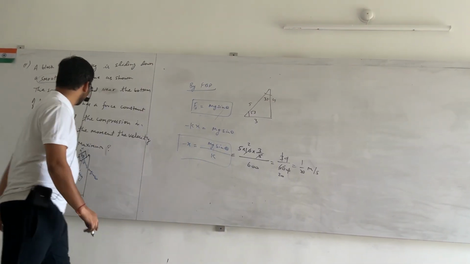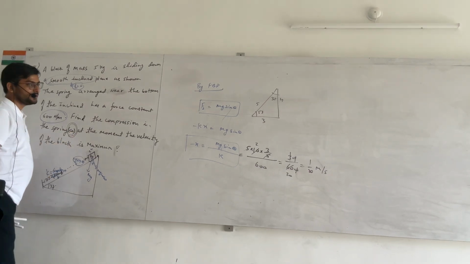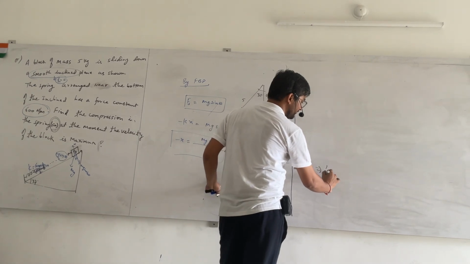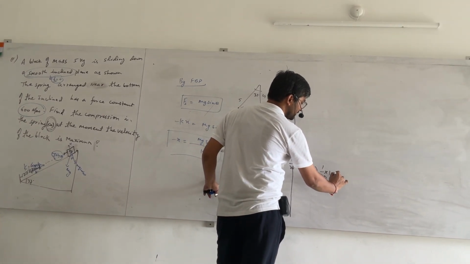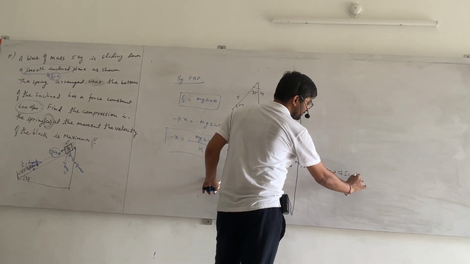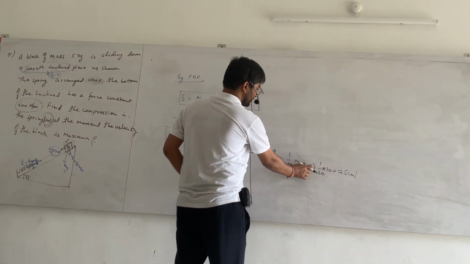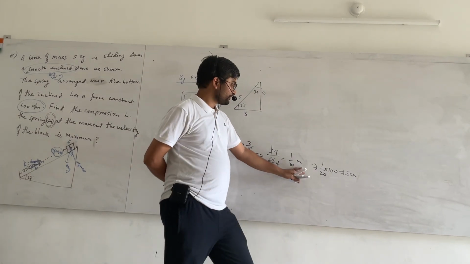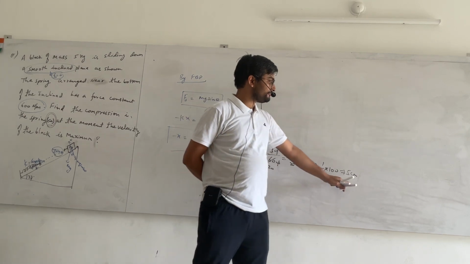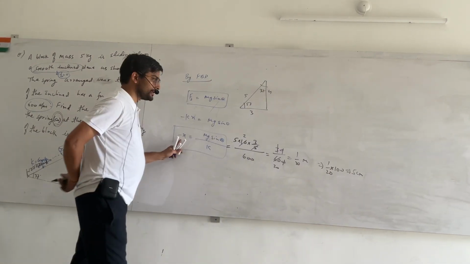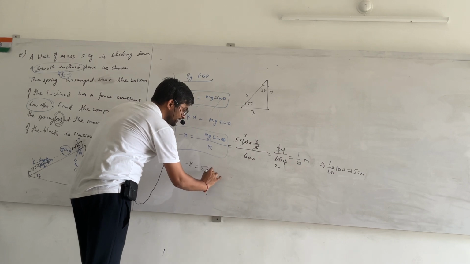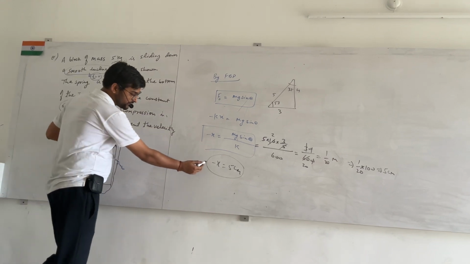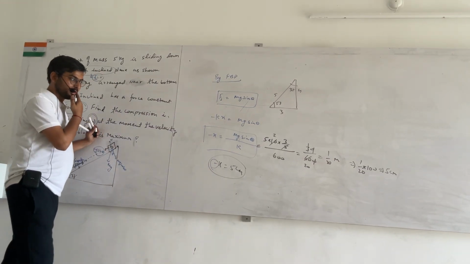But in the question they say the compression should be in centimeter. So if we find it in centimeter, we multiply by 100. So 1 upon 20 into 100 gives us 5 centimeter. Sorry, the unit of x is only meter, not meter per second. So the value of x is 5 centimeter, and the minus sign denoted here shows that the spring is compressed. There is a compression. Okay, that's all about this question.